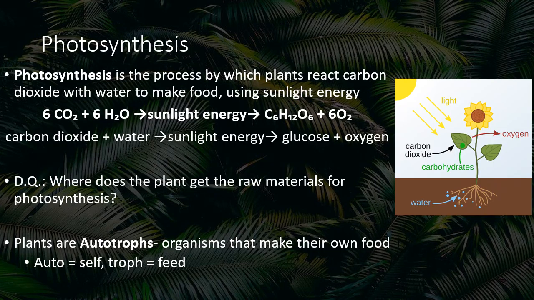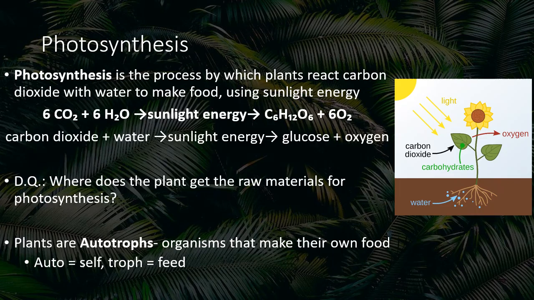I've had students before who thought that maybe the plant was getting its water from rain on the leaves, or maybe they thought that the oxygen was coming from water. And that's not totally the case. The plant is getting carbon dioxide, it's breathing it into the surface of the leaf through little breathing pores called stomata, and the water is coming from the soil.